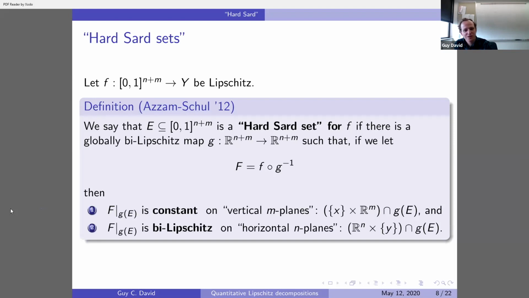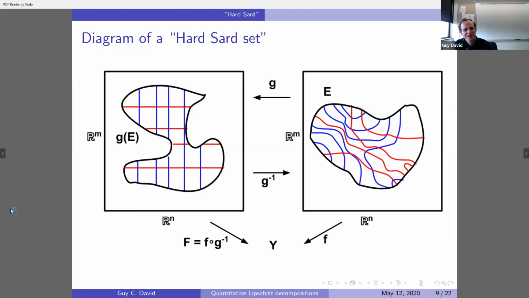So I'm going to try to illustrate with a terrible picture here. On the right of this picture, what you see here is the original map.